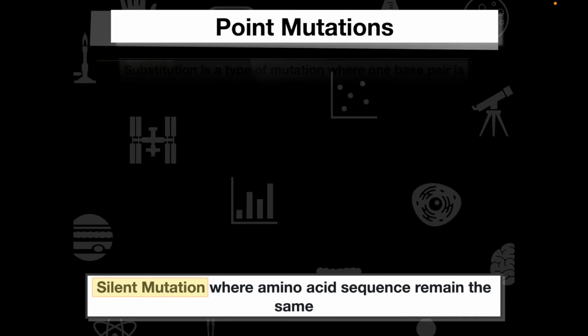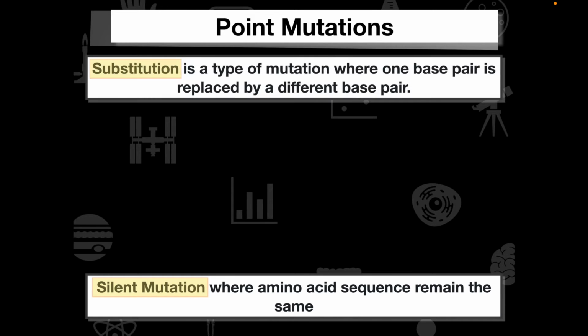So let's look at point mutations, and let's look at a substitution mutation. We're going to look at 3 substitution mutation types that are going to result in 3 different scenarios here. A substitution is a type of mutation where one base pair is replaced by a different pair, and the first specific type we're looking at is a silent mutation. This is where the amino acid sequence is going to remain the same.